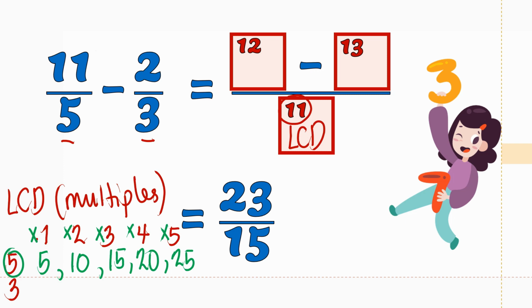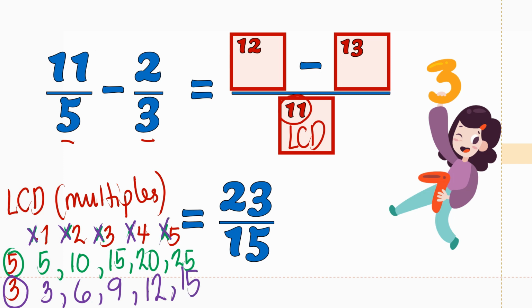Then, let's consider the 3 naman. Okay? So, 3, i-times natin sa 1. This is 3. 3, i-times natin sa 2. So, this is 6. 3, i-times natin sa 3, that is 9. May nakikita na ba kayong number na magkaparehas? Wala pa rin? So, kung wala pa rin, tuloy tayo sa pag-times or pagkuha ng multiples. 3 times 4 is equal to 12. 3 times 5 is equal to 15. Meron na ba? Yes, meron na. And that's none other than 15. Therefore, our LCD is 15.